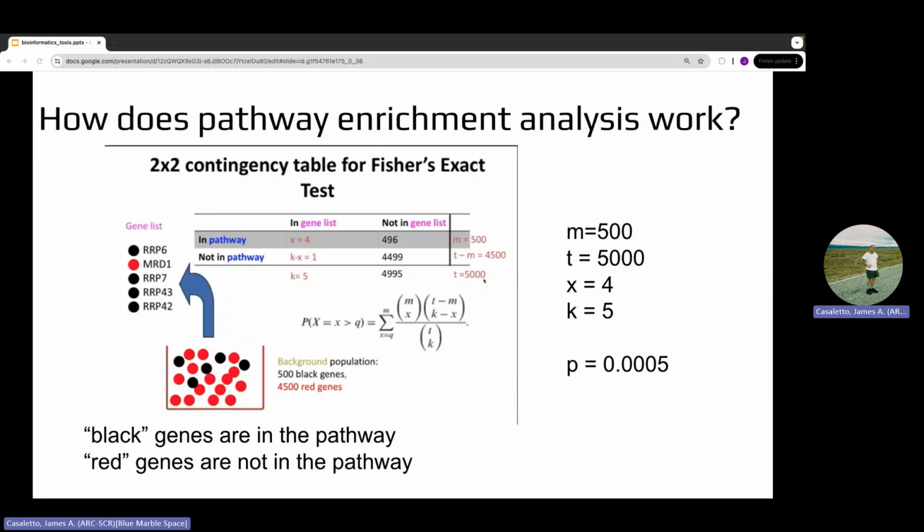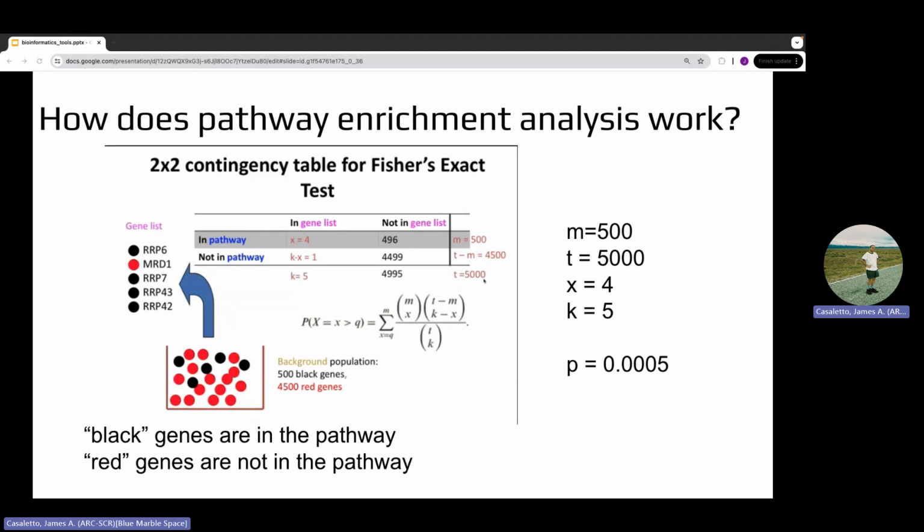The rows of a 2x2 contingency table define two Boolean states, in the pathway, not in the pathway, and two other Boolean states as columns, in the gene list, not in the gene list. Sorry, the first one was for rows. To calculate the value, just plug in the values for M, which is the total number of genes in the pathway, for X, the total number of genes in the gene list that are in the pathway, for K, the number of genes in the gene list, and for T, the total number of genes in and not in the pathway.